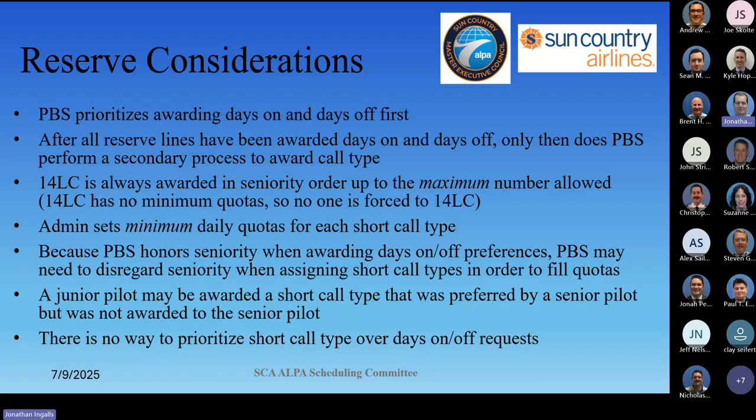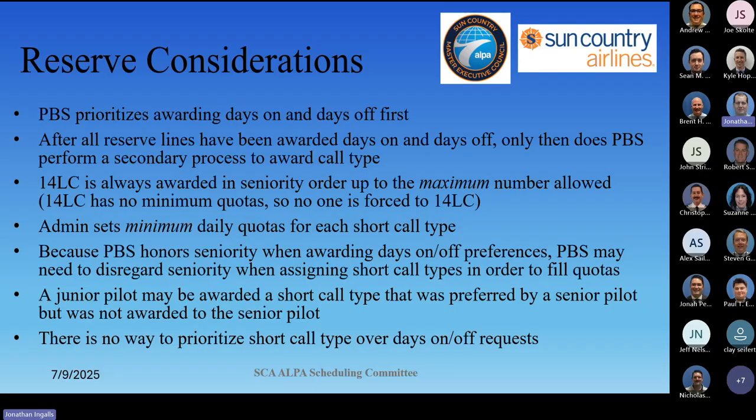It first starts in seniority order and awards the 14-hour long call. It doesn't have to award a 14-hour long call if no one wants it. I'm sure everyone wants it, so it's going to, but it won't ever force you into long call. After that, it looks at what crew planning has set as the minimum daily quotas for each short call type. And then in seniority order, it looks at what days you're on and what call type it needs from you for the bulk of your schedule and tries its best to honor that. But there is no guarantee that you're going to get that.